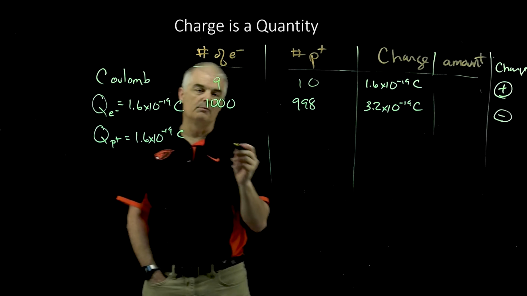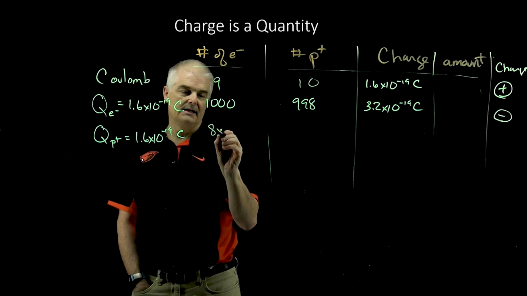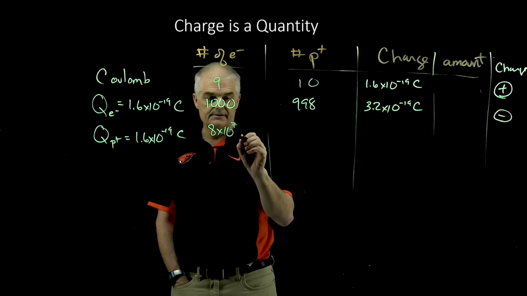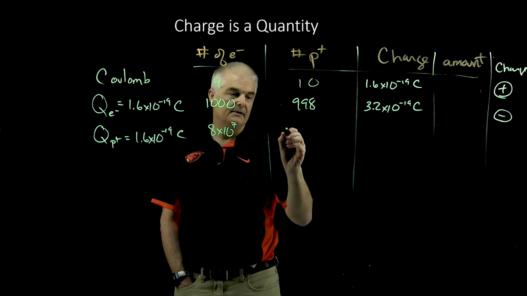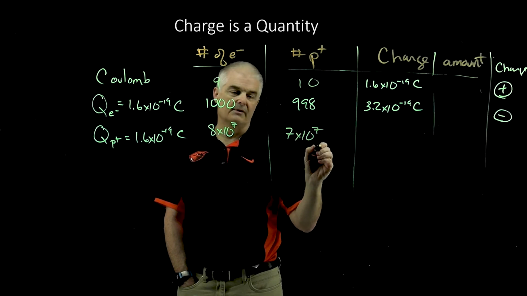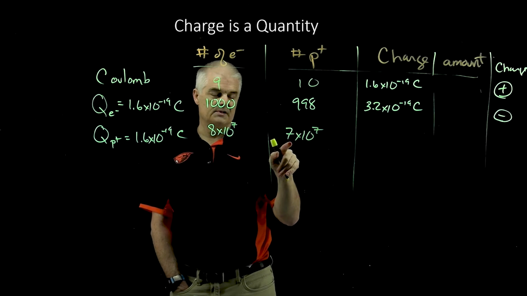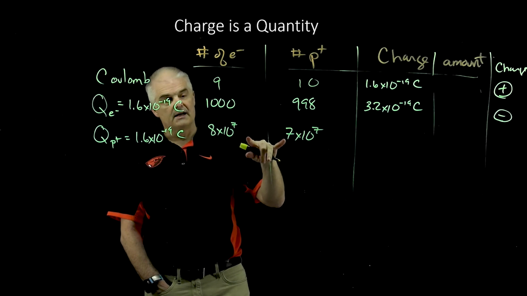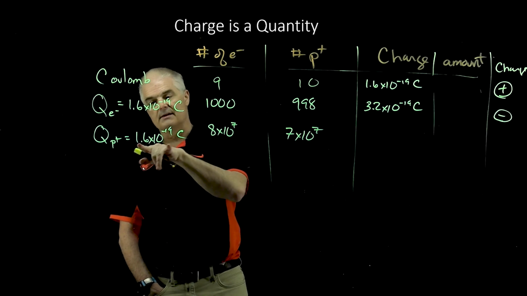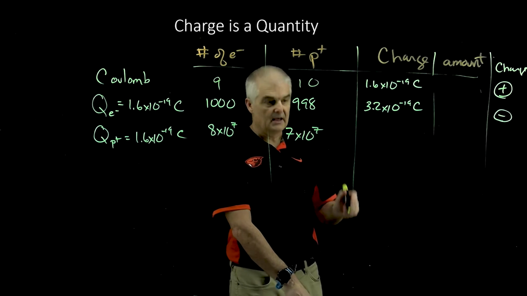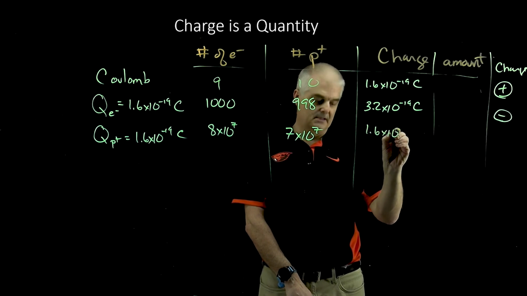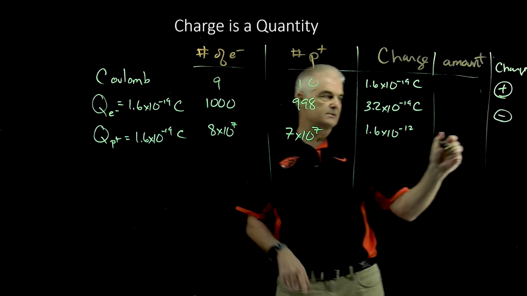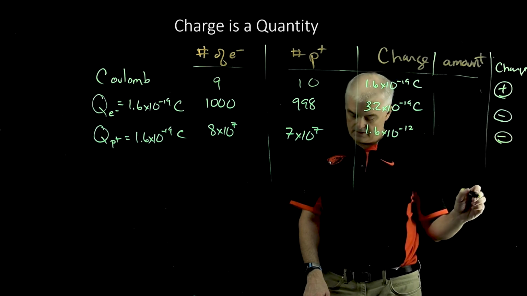But let's do something that's a little bit more realistic. Let's say I have 8 times 10 to the 7th, that's a big number, of protons, and I have 7 times 10 to the 7th electrons. So 8 is bigger than 7. So when you subtract 8 minus 7 times 10 to the 7th, you would take 1 times 10 to the 7th, times 1.6 times 10 to the minus 19th, and you get 1.6 times 10 to the minus 12th. Now I have more electrons than protons, so that means this is a negatively charged situation.